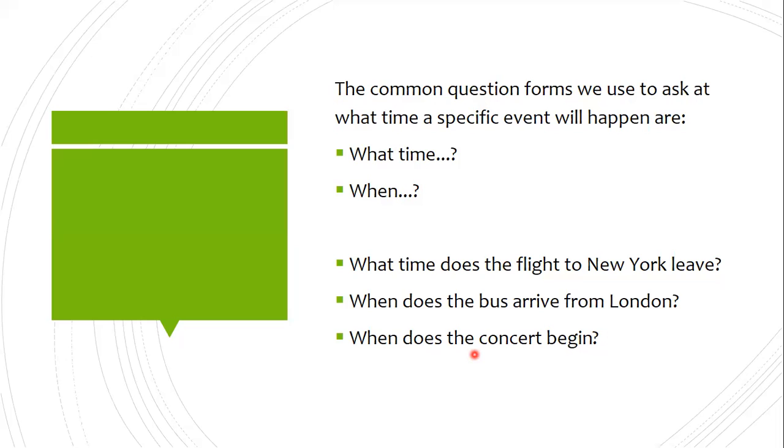So you can see that the common question forms that we use to ask at what time a specific event will happen are the following: what time and when. Si yo quiero saber la hora específica en la que un evento va a pasar, utilizo estas dos preguntas: what time and when. What time does the flight to New York leave? ¿A qué horas sale el vuelo para Nueva York? When does the bus arrive from London? ¿Cuándo llega el bus de Londres? And when does the concert begin? ¿Cuándo comienza el concierto?